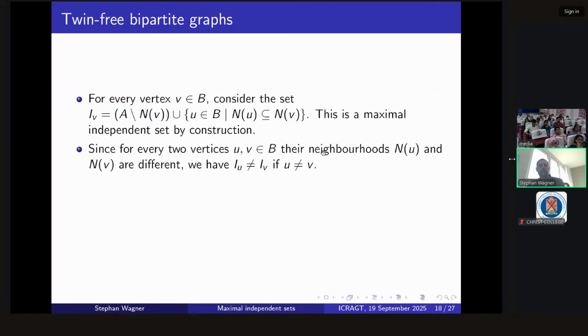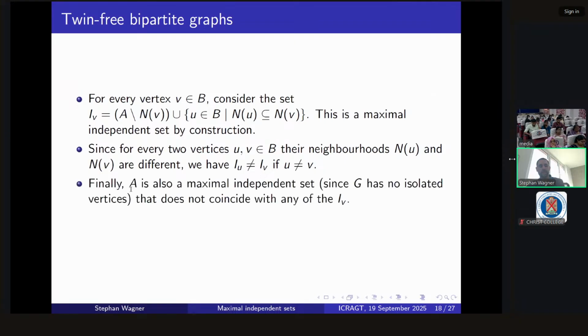And all these sets constructed are different from each other because my vertices have different neighborhoods, because I'm assuming my graph is twin-free. So all of these sets are different from each other. Because for any two vertices U and V, the neighborhoods are different, so these sets are simply not the same. All right, so that gives me at least as many maximal independent sets as there are vertices in B.